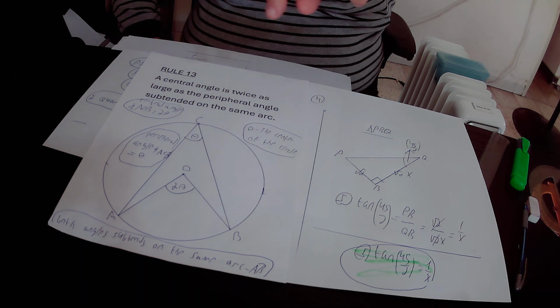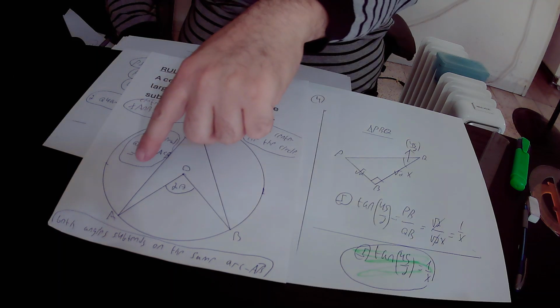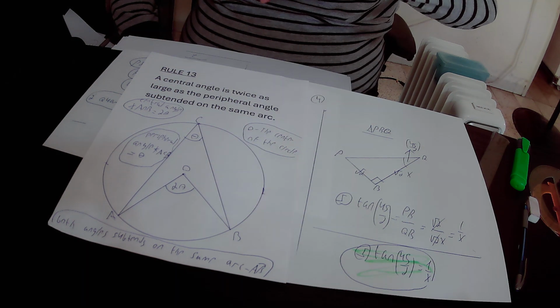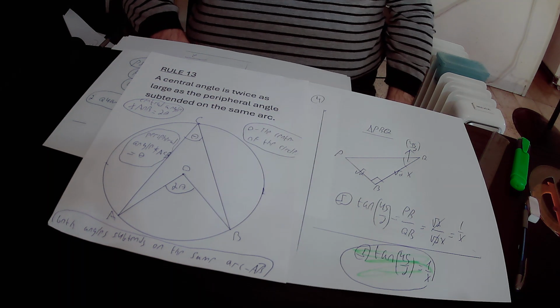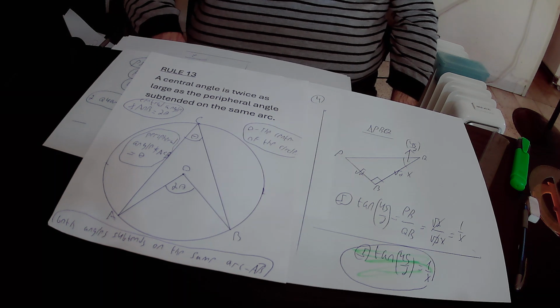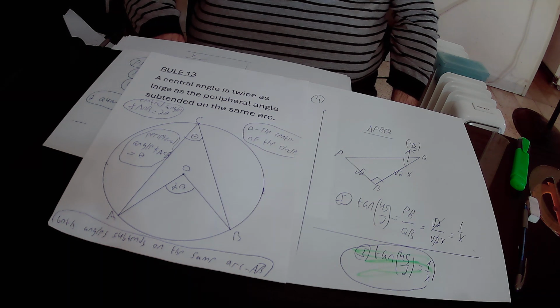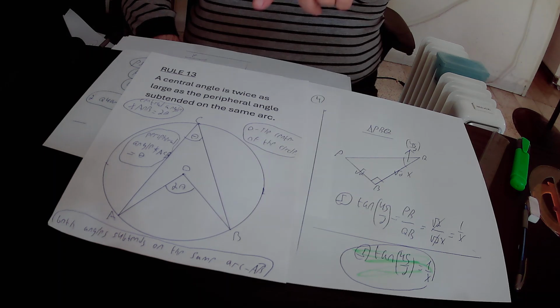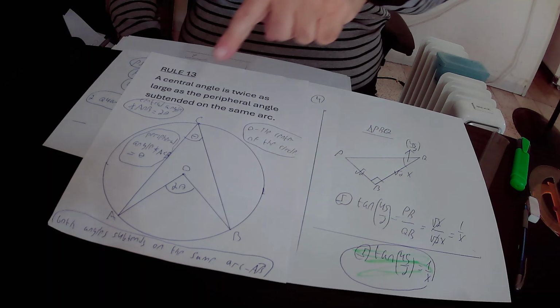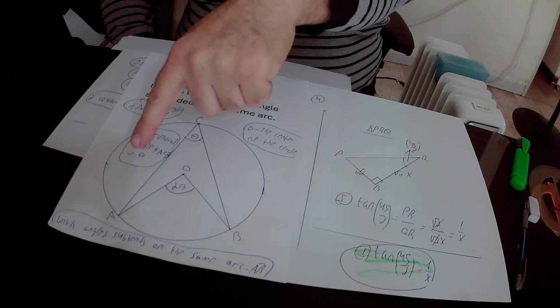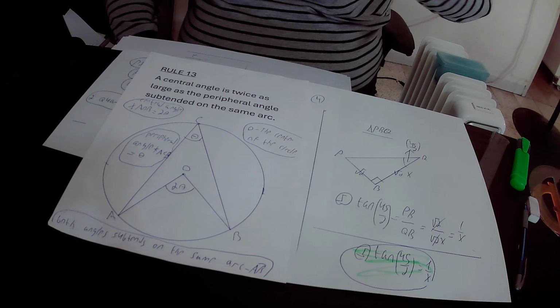In this drawing we have also another angle. We have the central angle AOB. This central angle AOB is subtended on the same arc, arc AB. So whenever you have a peripheral angle and a central angle inside the circle, both subtended on the same arc, then the central angle must be twice as large as the peripheral angle. Because this peripheral angle ACB equals theta in its size, the central angle AOB, subtended on the same arc AB, must be equal to 2 theta.